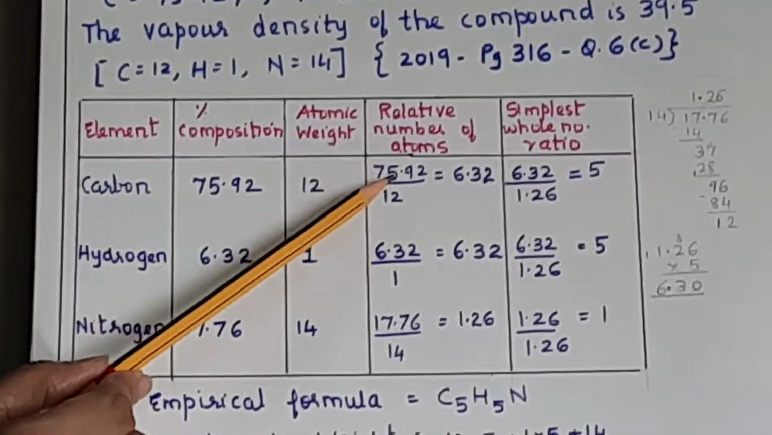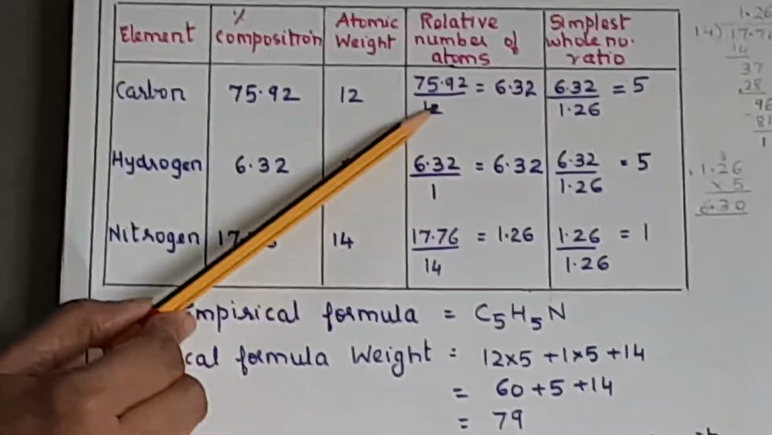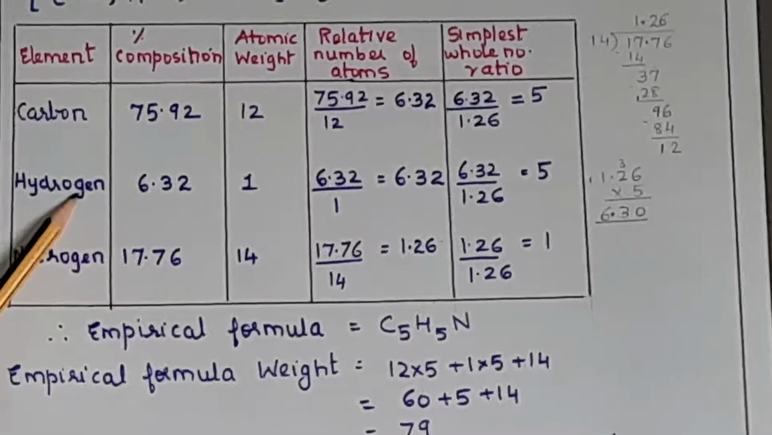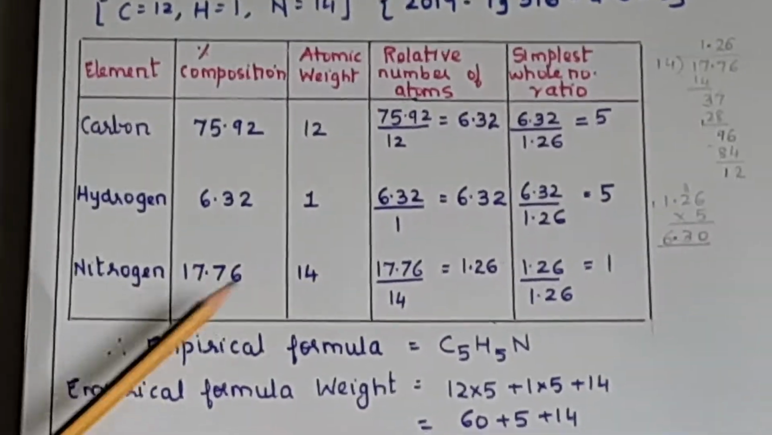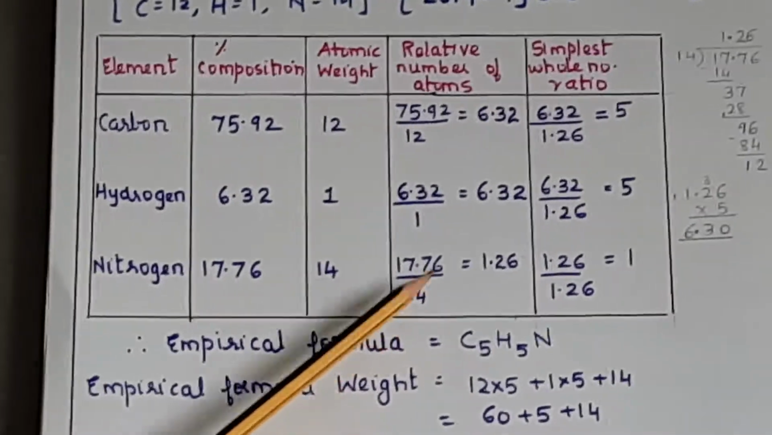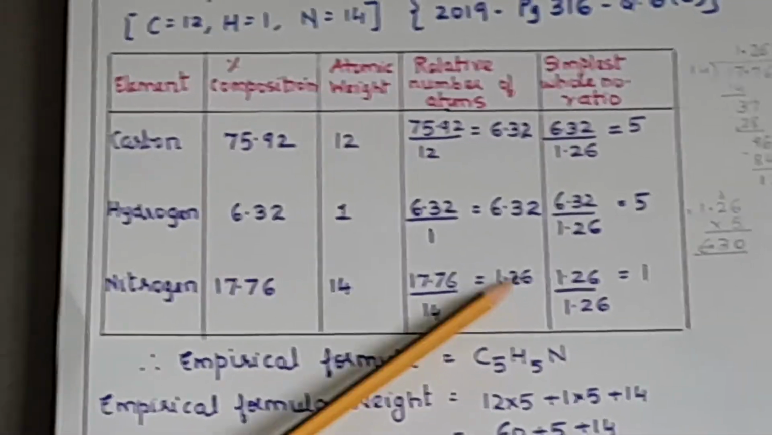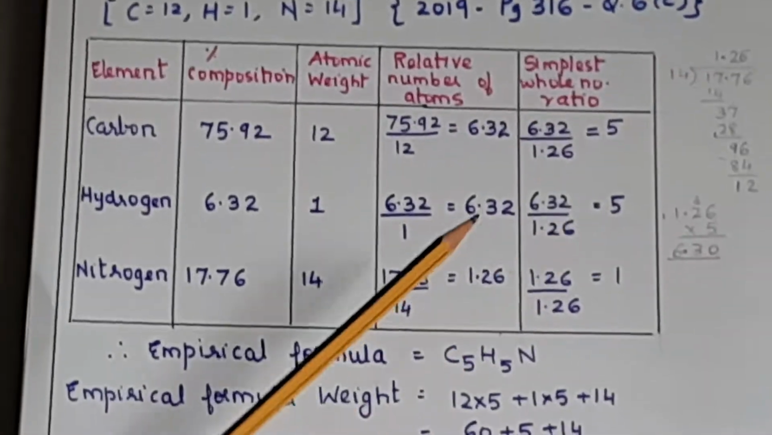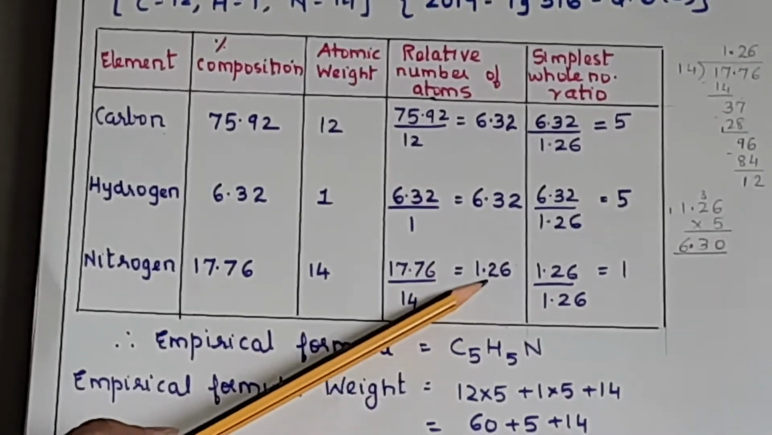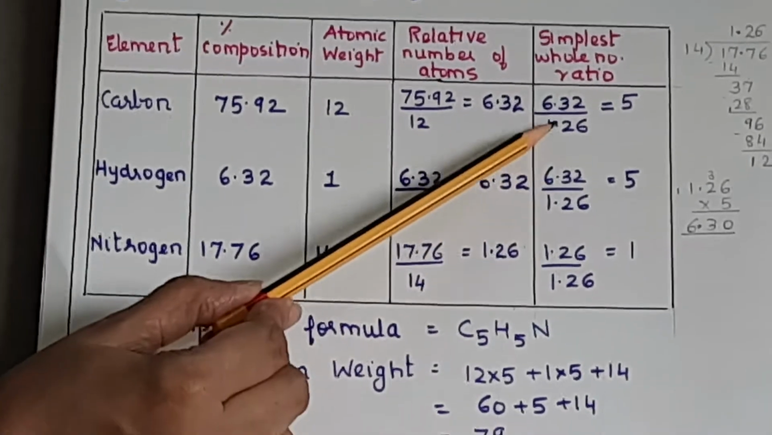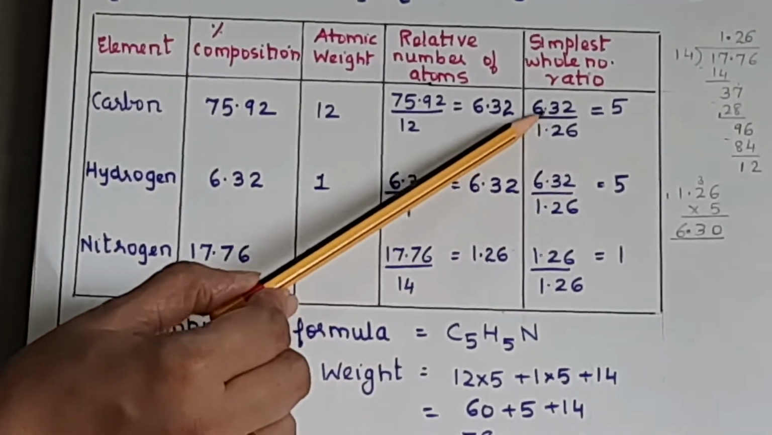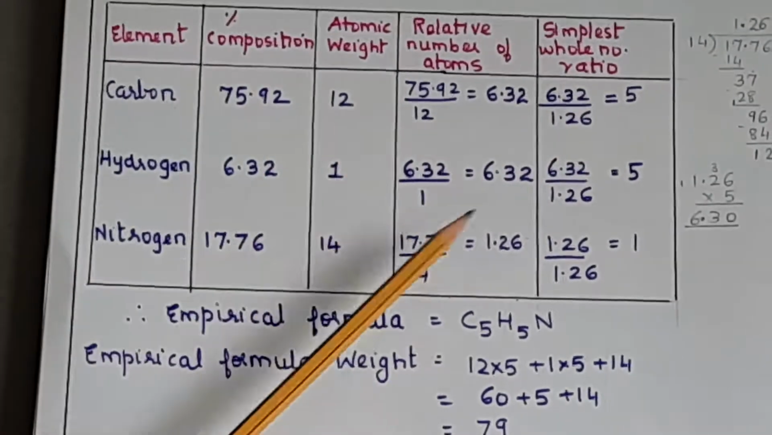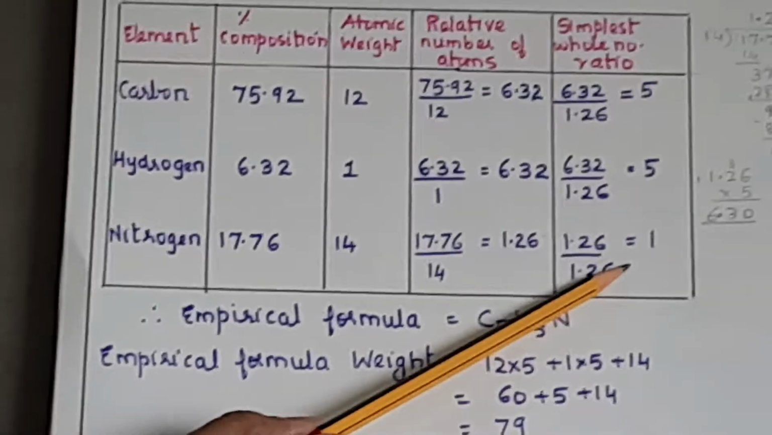Now divide using this. So 75.92 divided by 12, that comes to 6.32. Then hydrogen also 6.32. Nitrogen 17.76 by 14, so that comes to 1.26. Now you can show the working at the side neatly. Marks are there for the working also. So now you will divide throughout by 1.26. 1.26 roughly into 5 is 6.30, so you can write approximately 5. It doesn't have to be exact. So 5, 5 and 1 will be your ratio.